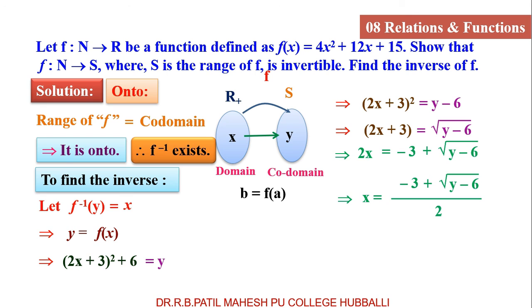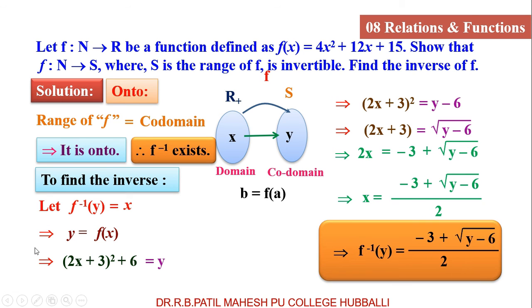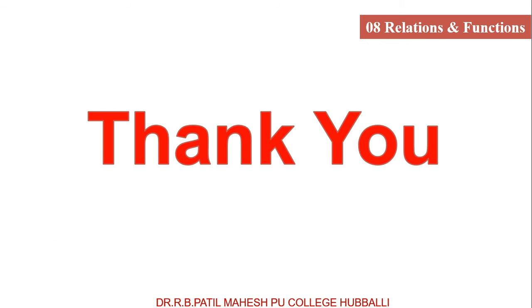So you can observe f inverse of y is equal to x. So f inverse of y is equal to (minus 3 plus root of y minus 6) upon 2. So this is going to be the inverse of this function. Hence we proved the function is invertible, proving that it is one-one and onto, and also we got the inverse of the function. Hence we solved the 5 mark questions on invertible functions.